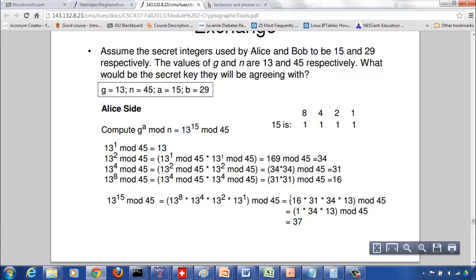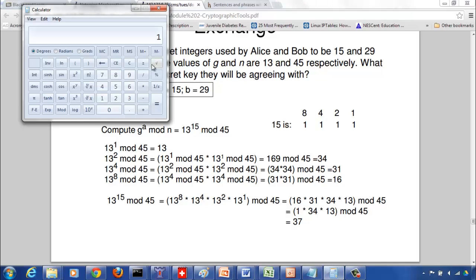13 raised to 1 mod 45 is 13. 13 squared mod 45 is 13 to the 1 mod 45 times 13 to the 1 mod 45, which is 169 mod 45. If you don't know how to calculate the remainders, let me show you. You want to calculate 169 mod 45, so divide 169 by 45, which gives 3.755 and so on. Now get rid of the quotient, which is 3, so that gives you the fractional part. Multiply the fractional part by your divisor, 45, and you get the remainder, 34.